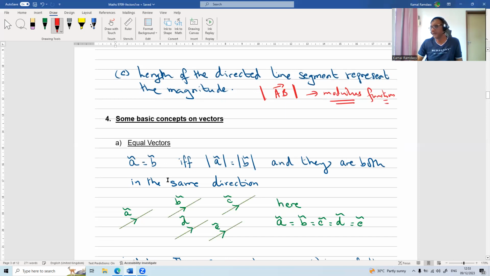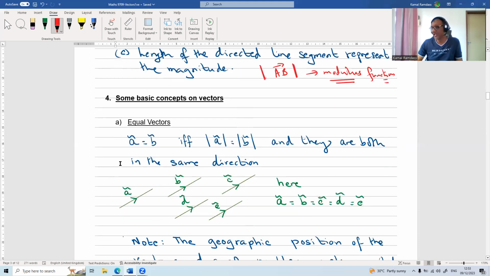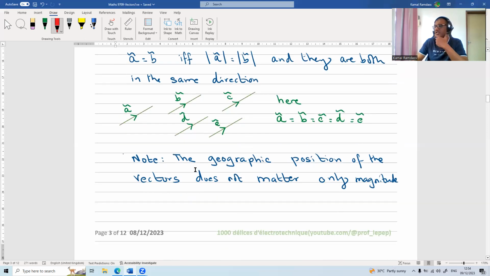For some basic concept on vectors, equal vectors. A bar, vector A is equal to vector B if and only if modulus of vector A is equal to modulus of vector B. Il dit bien même direction, même dimension, même size. And they are both in the same direction. Dans ce cas-là, nous avons plusieurs exemples. Ça c'est A, ça c'est B, ça c'est C, ça c'est D, ça c'est E. Tous les cinq have the same direction et tous les cinq have the same size. Nous sommes capables de dire que A bar is equal to B bar, is equal to C bar, is equal to D bar, is equal to E bar. OK? They are equivalent vectors.